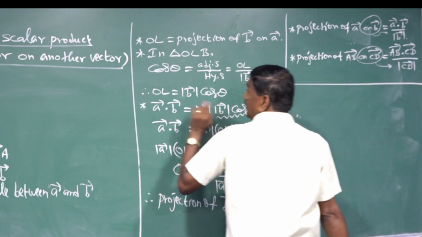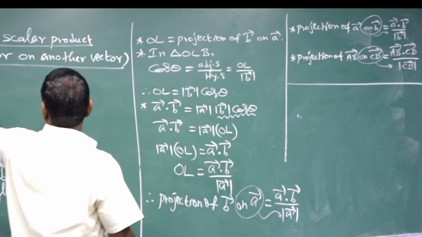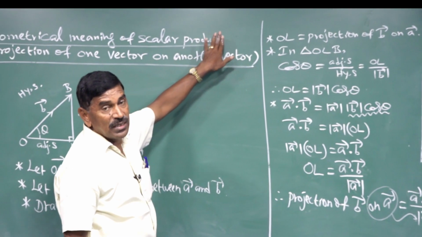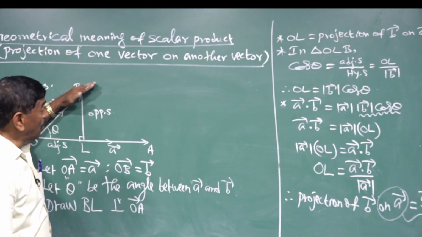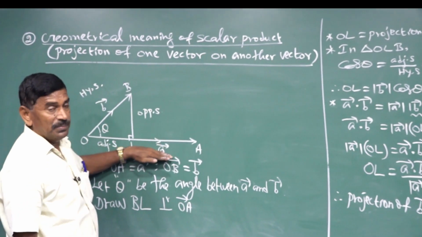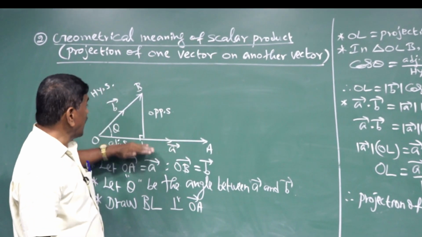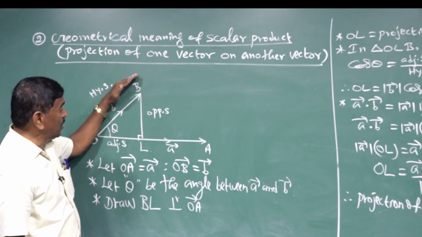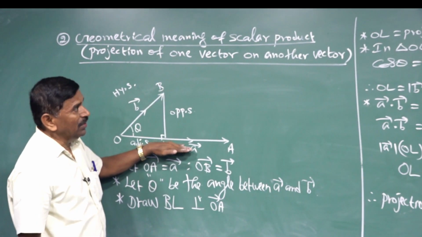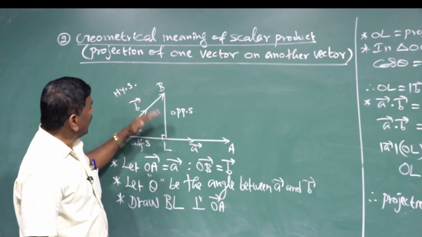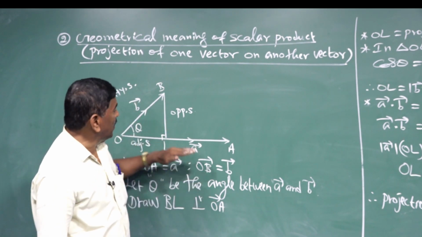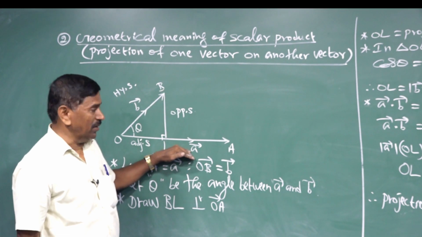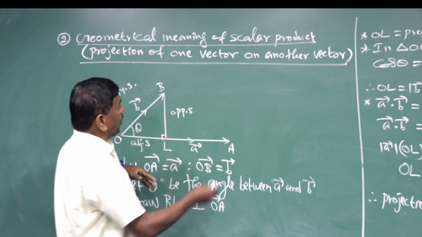So the second topic is the geometrical meaning of scalar product, which is nothing but the projection of one vector on another vector. In this diagram, projection of B vector on A vector is equal to A vector dot B vector divided by, as the "on" keyword comes in the denominator, modulus A vector. One can derive it like this also.